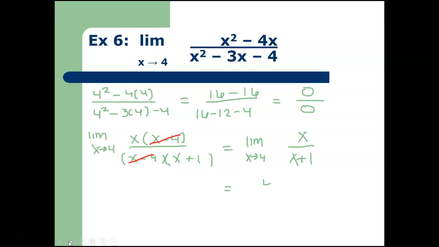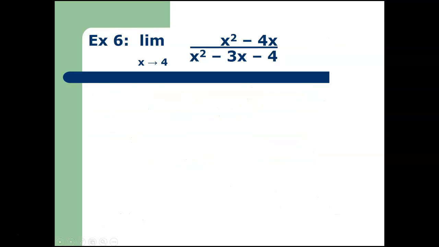Plug in my 4, and I get 4/5. So we know again that x does not equal 4. It's not in my domain, but that the limit as x gets close to 4 is 4/5. So on the graph, there is probably a hole at 4/5. Okay?